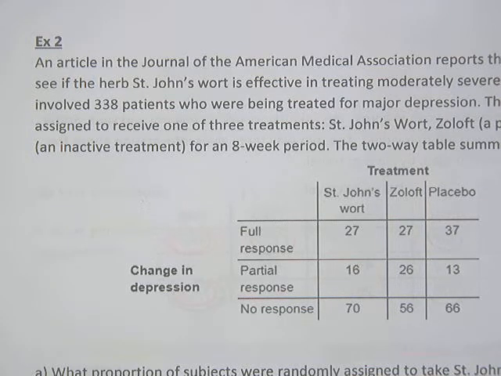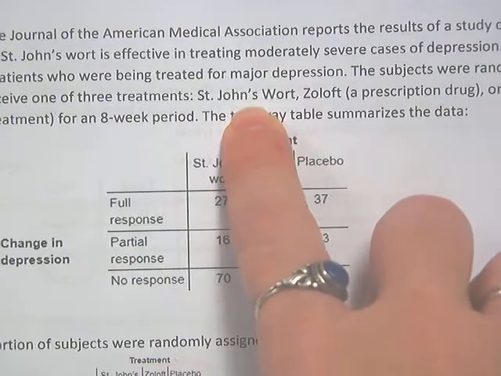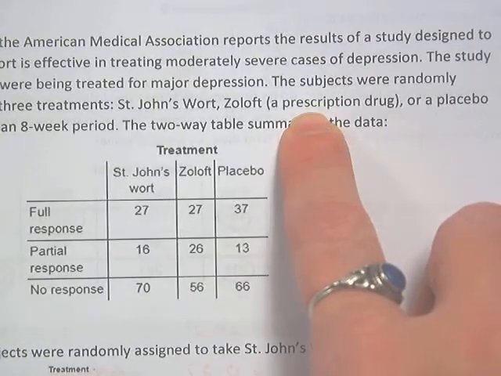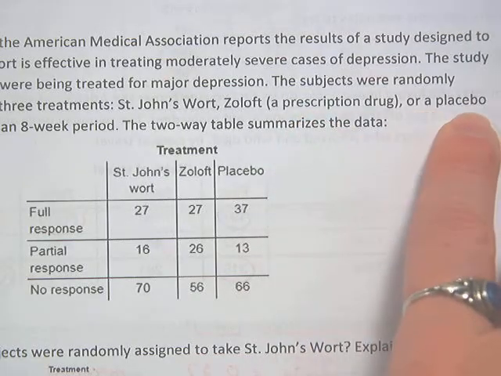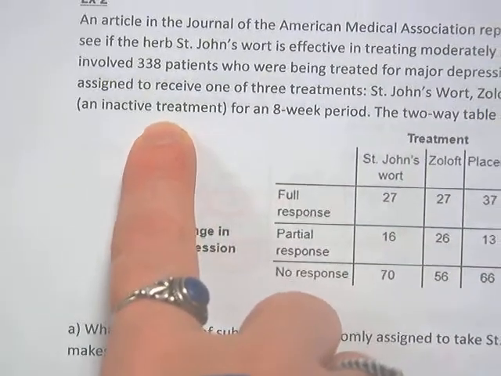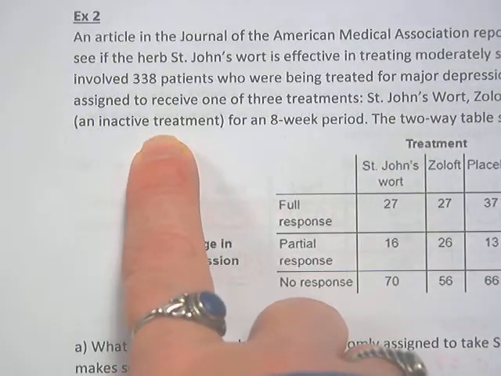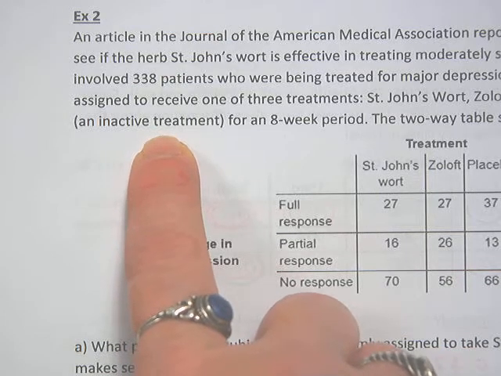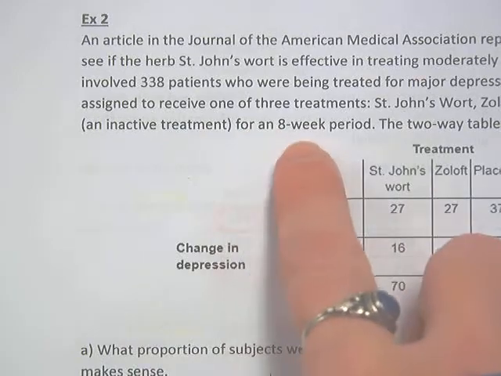And here in a little bit, we're going to have a whole chapter about how to design experiments. Okay, so they have to be randomly assigned to either take St. John's wort or Zoloft, which is a prescription drug that helps with depression, or a placebo, which just means it's like a sugar pill or something. So people don't know what they're taking. They just are part of the trial. They say, yeah, I'll try this. And they're given something, and it's one of those 3 things for an 8-week period.